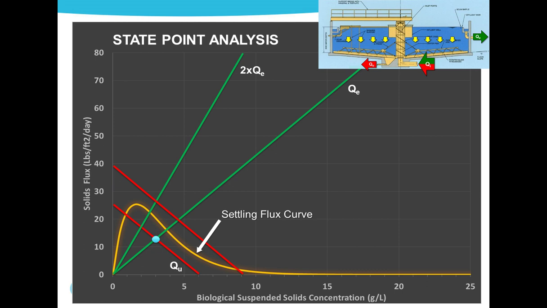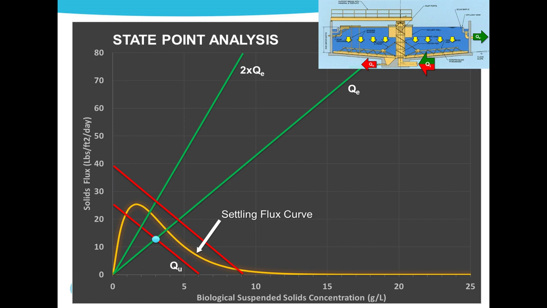This green line is calculated from the overflow rate, and this red line is calculated from the underflow. The point at which they intersect is referred to as the state point. For proper clarification, the state point needs to be underneath the flux curve, as shown here. This type of calculation is useful. We do this to determine the maximum overflow rate and the maximum solids concentration that a clarifier can handle.